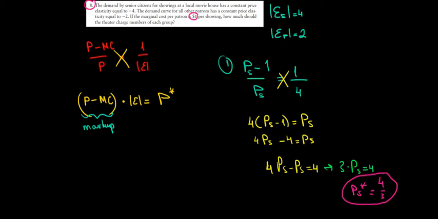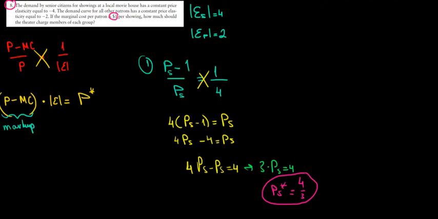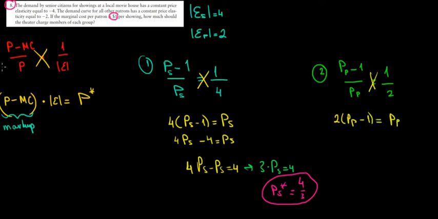Same logic goes to the other segment of the market. We're going to maximize profit by keeping into account this relationship. Let me go here to the right to have everything in one place. The price for the other patrons minus the marginal cost per patron, we know it's 1, divided by the price of the other patrons is equal to 1 over the elasticity for the other patrons, which is 2. Same thing, let's do a cross product to work this out. We're going to have 2 times the price of the patrons minus 1 equals the price of the patrons that we charge. Let's open the brackets.